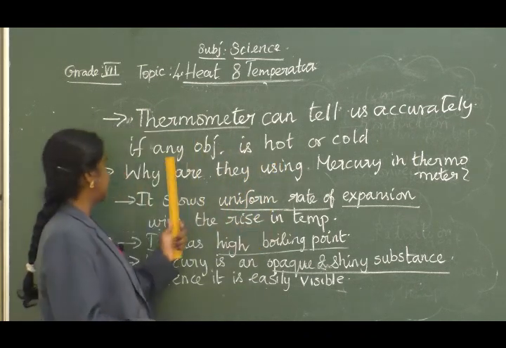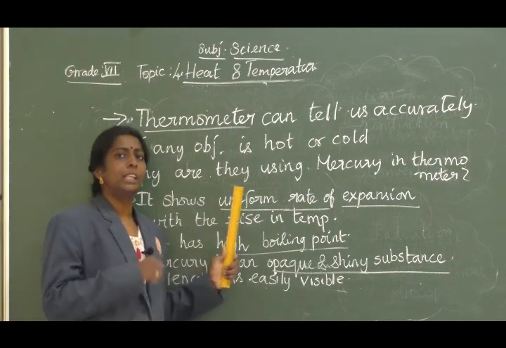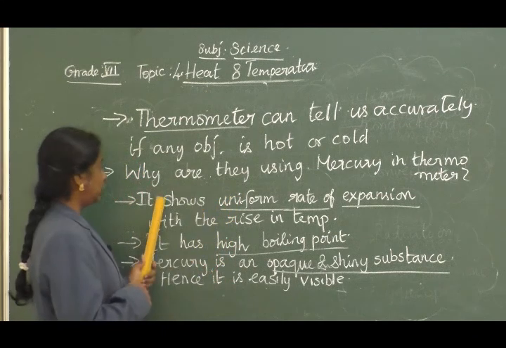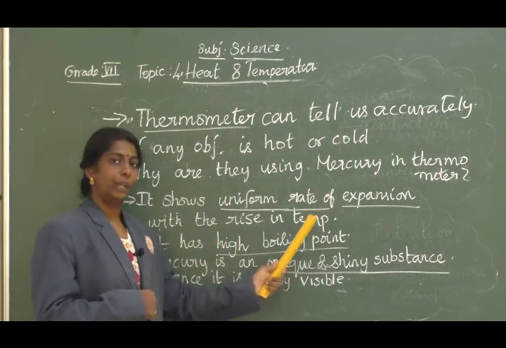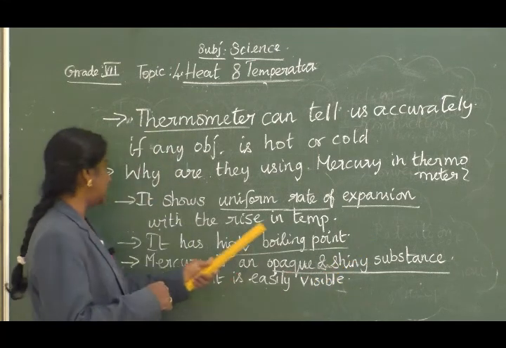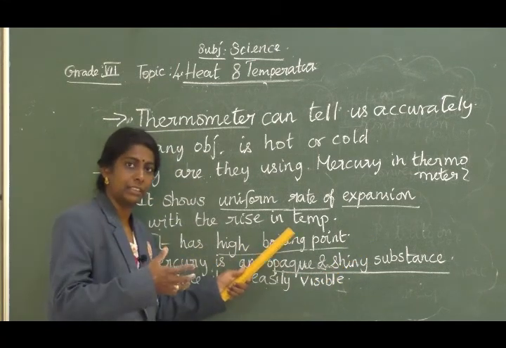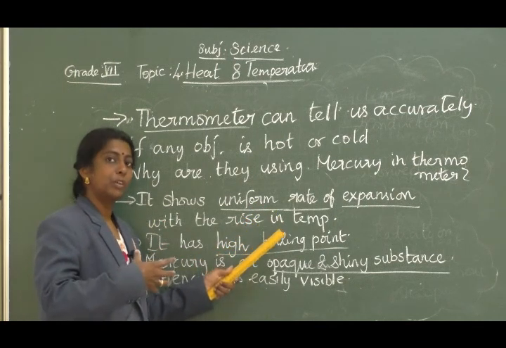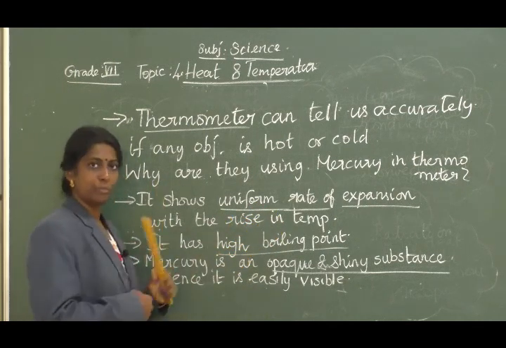Clear? Next, why are they using mercury in a thermometer? What is the importance of mercury there? It shows a uniform rate of expansion with a rise in temperature. So, according to the rise in temperature, the rate of expansion will also be uniform in the case of mercury.